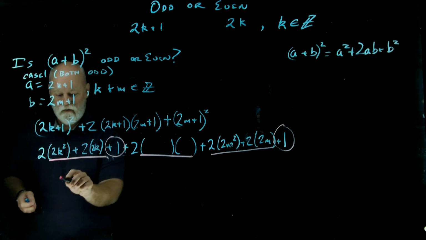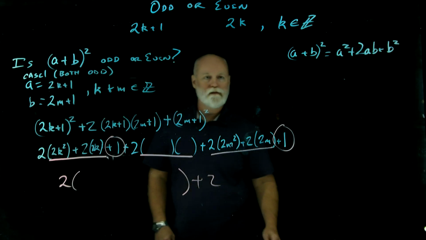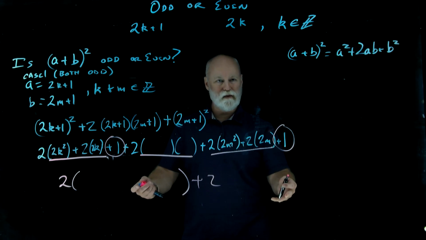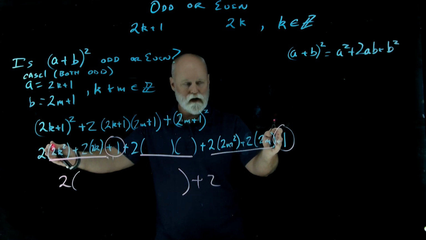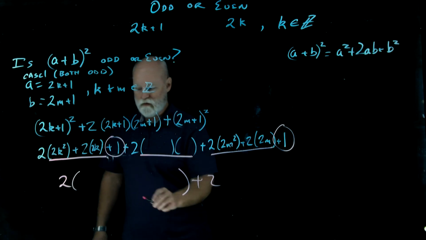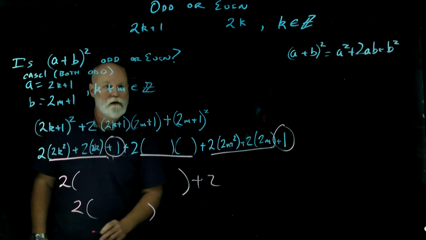So what I have is 2 times a whole bunch of stuff plus 2. I can rewrite all that, and I probably should. But for the sake of this video and time, I'm just going to say, hey, look, I have all this stuff times 2. That's even. Plus 2, which means now what I have is 2 times a whole bunch of stuff, right?